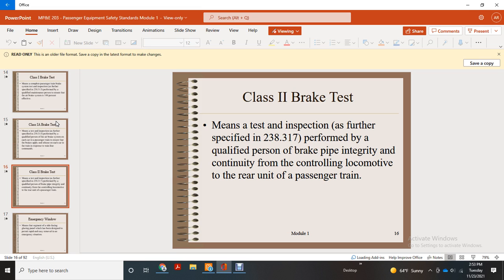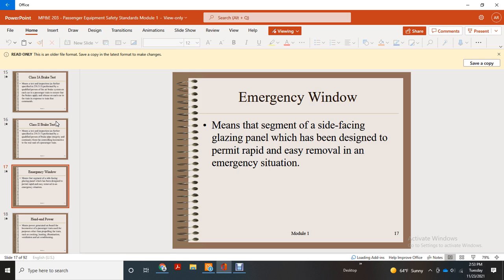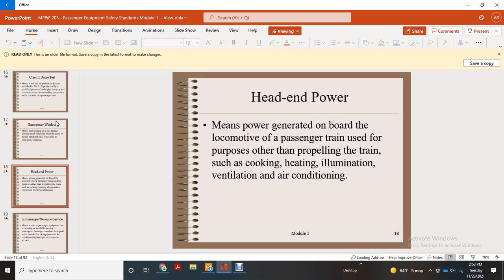Class 2 brake test means the test inspection, further specified by 238.317, performed by a qualified person, of brake pipe integrity and continuity from the controlling locomotive to the rear unit of the passenger train. Emergency window means a segment of side-facing glazing panel which has been designed to permit rapid and easy removal in an emergency situation. Head-end power means the power generated on board the locomotive of the passenger train used for purposes other than propelling the train, such as cooking, heating, illumination, ventilation, and air conditioning.